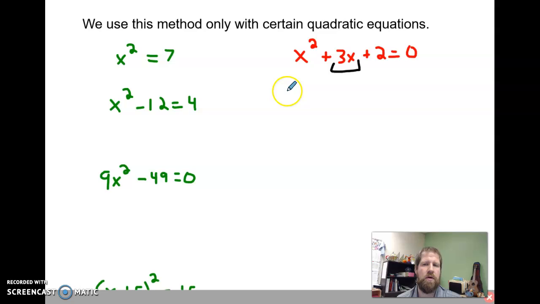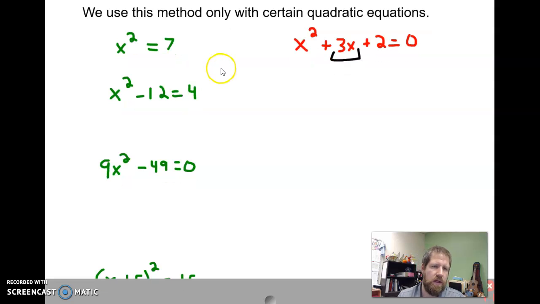But for right now, we are going to just be using this on some quadratic equations that fit this method. The ones where it works are where we've got an x squared equals a number. We just got done doing those. It's pretty straightforward. You end up with a positive or negative square root of something, or if this value is a perfect square, a positive or negative integer.